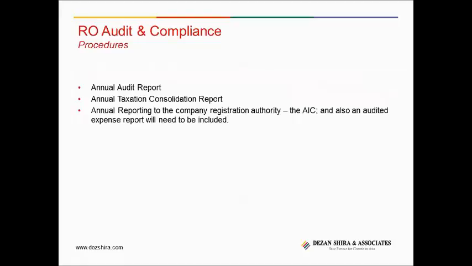Although regional variations may exist, if the audited tax does differ from the taxes paid, the RO shall discuss the variation with the Tax Bureau. Finally, an RO will need to submit an annual report to the company registration authorities, the AIC, differing slightly from the annual report for the WFOE or JV. This RO annual report will need to include an audited expenses report.